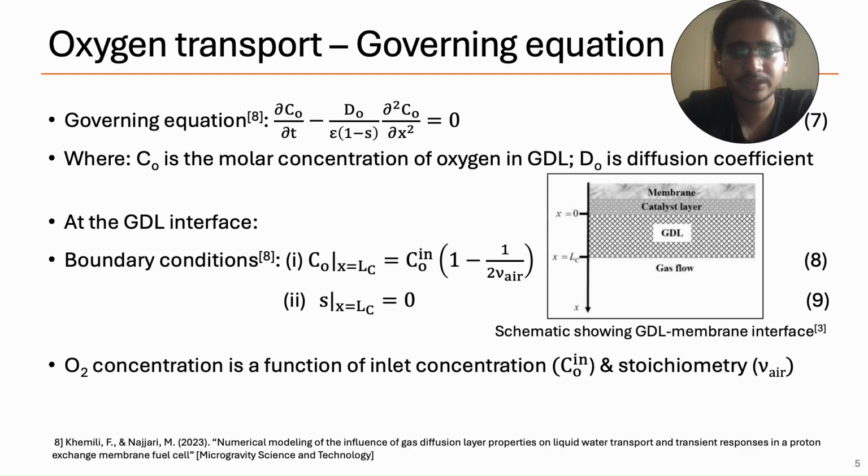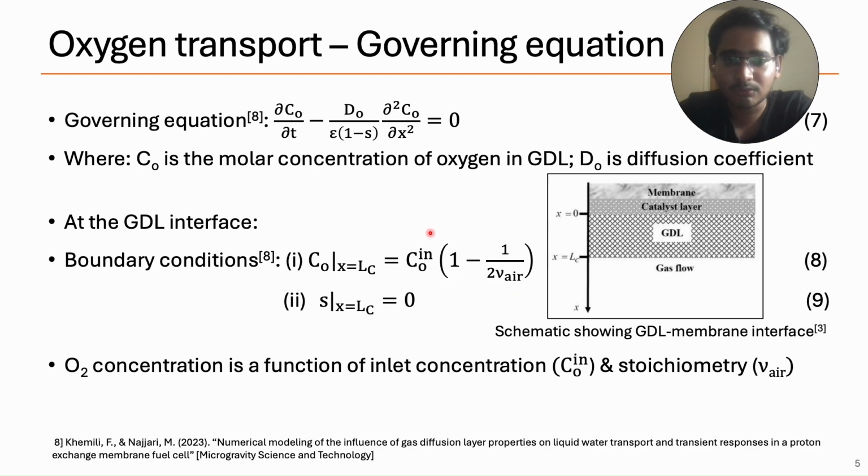Coming to the oxygen transport equation, C naught and D naught are molar concentration and diffusion coefficient for oxygen, and the boundary conditions are at the GDL interface, which is at x equals LC. Oxygen transport is critical for maintaining high current density and for efficient operation.